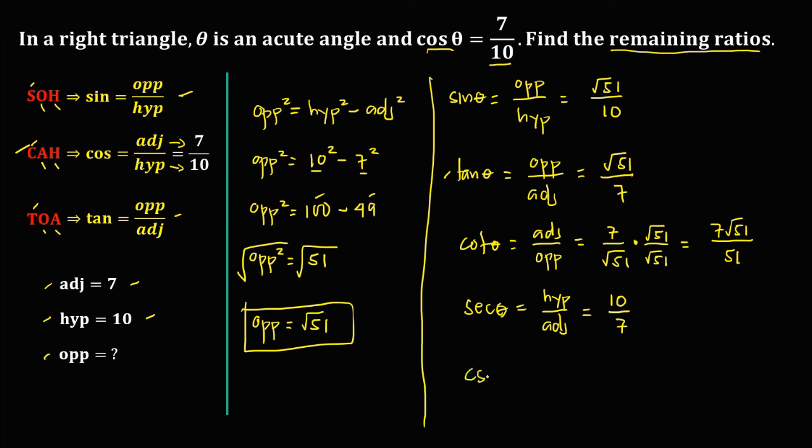Then the last one is cosecant theta, and cosecant theta is just the inverse of sine theta. So cosecant theta is hypotenuse over the opposite. The hypotenuse is 10 and the opposite is square root of 51. Then we need to rationalize, so multiply both sides by square root of 51. Therefore cosecant theta is equal to 10 square root of 51 over 51. So these are the remaining trigonometric ratios: sine, tangent, cotangent, secant, and cosecant theta.